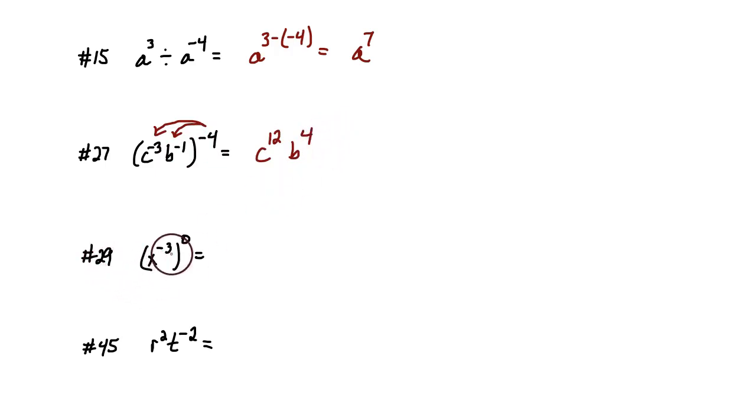Number 29. Anything to the 0 power is equal to 1, except 0 to the 0 power. So the answer is 1 as long as x is not a 0.